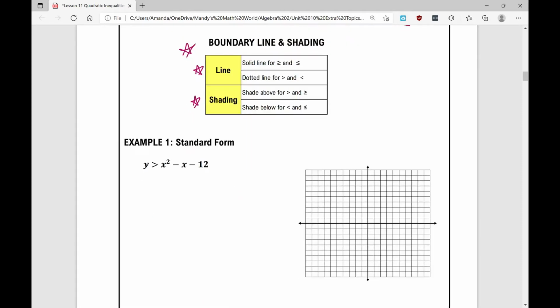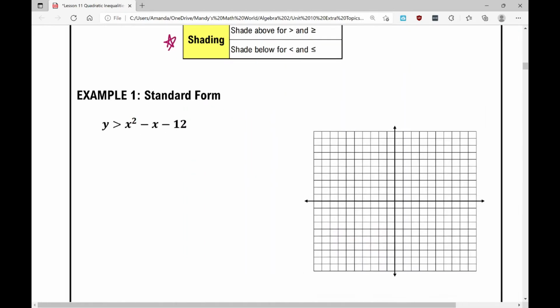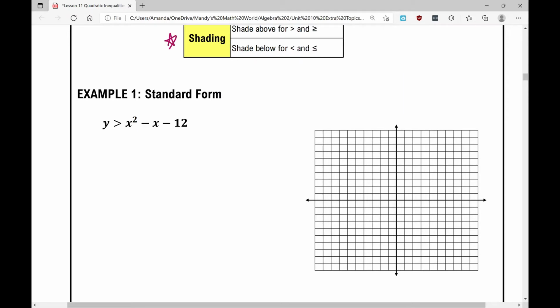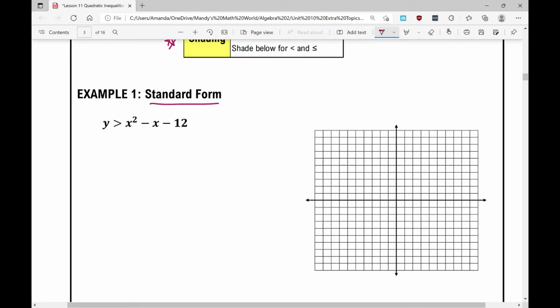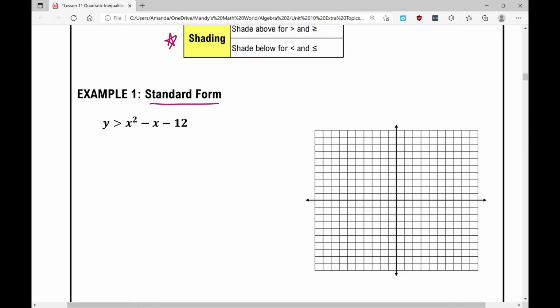So let's get into this example 1. Here's an example of a quadratic inequality that's in standard form. So y is greater than x squared minus x minus 12. So recall that standard form is just y equals ax squared plus bx plus c. It's just written in that form. And when it's written in standard form, we can factor it. And you're going to be doing a lot of that today.